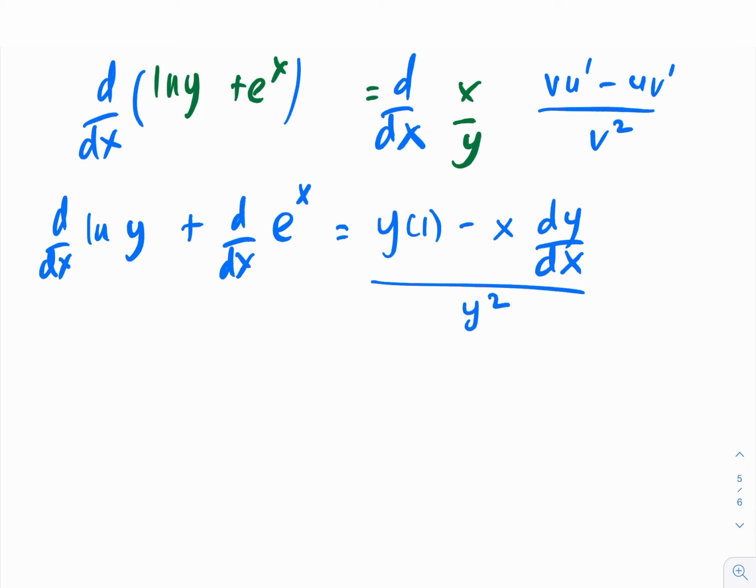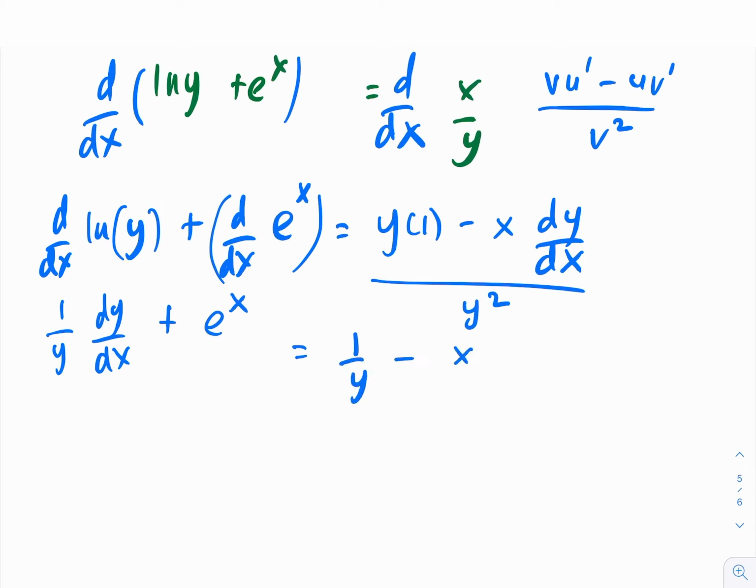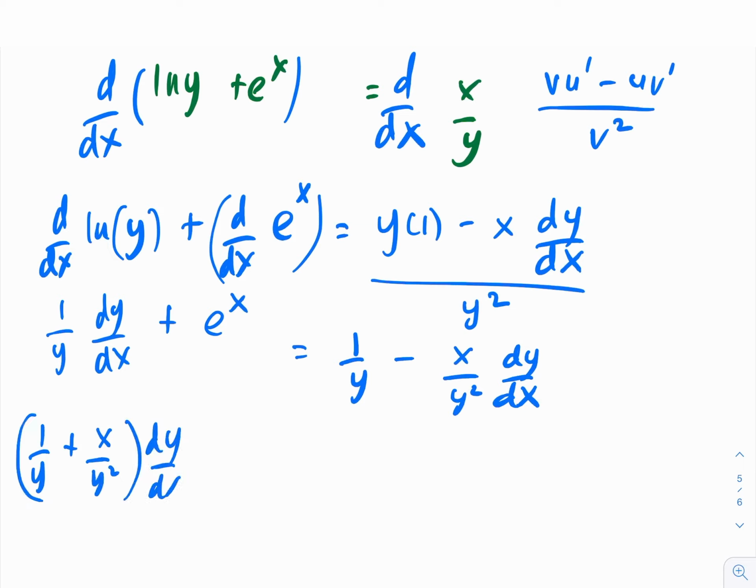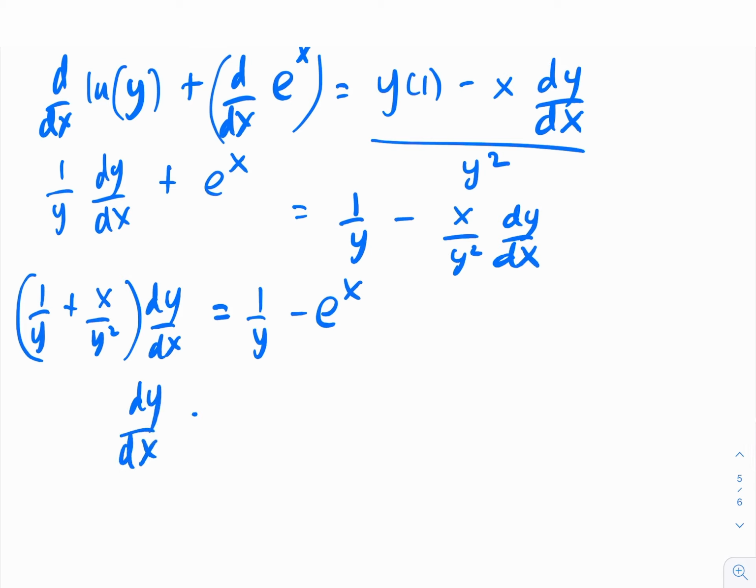Now, let's look at the left hand side. If we differentiate ln y with respect to x, we'll have 1/y, and then we have to differentiate the function inside, which is y, so we have dy/dx, plus differentiating the exponential function, we have e^x, equals, so if we simplify this, 1/y minus x/y² dy/dx. And then we have to rearrange, since we want to find dy/dx here and here, so we can factorize: (1/y + x/y²) dy/dx equals 1/y minus e^x. Therefore, dy/dx equals (1/y minus e^x) over (1/y + x/y²). Now we have to do something with this.